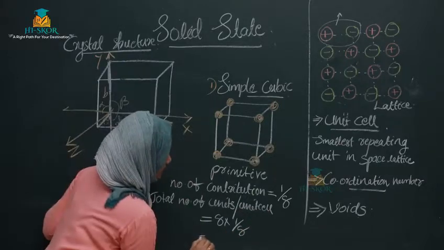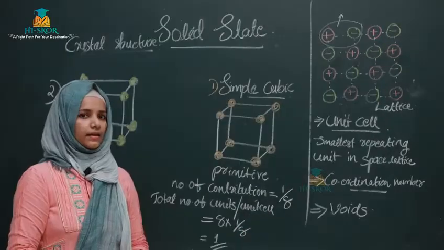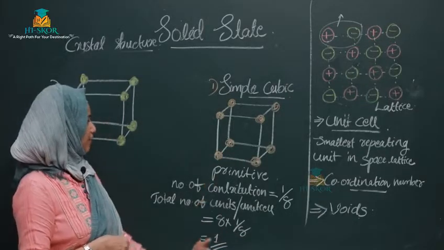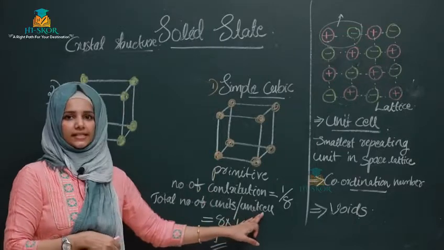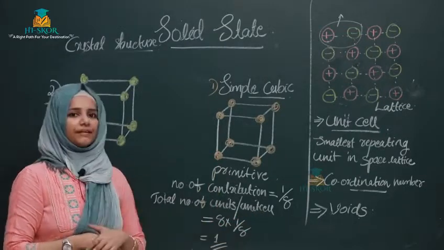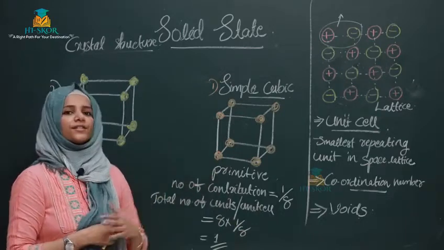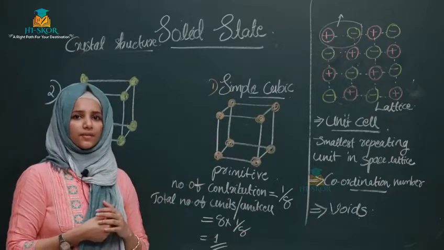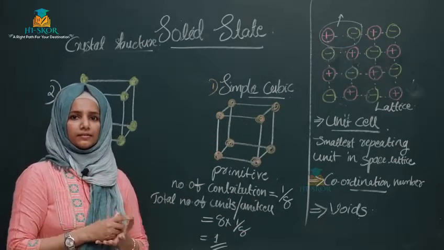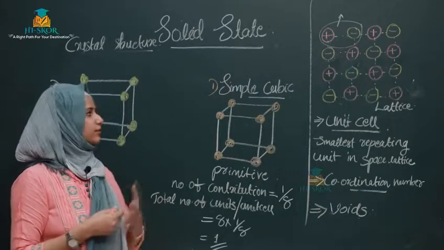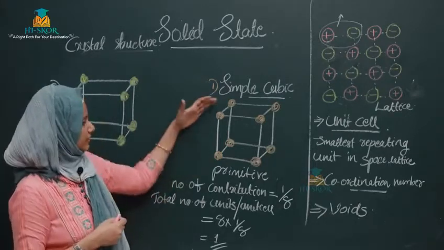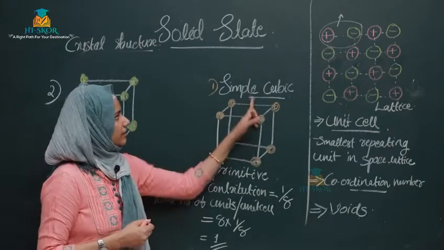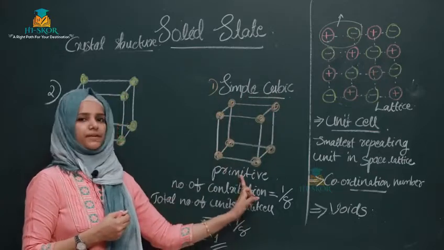8 into 1/8, that is equal to 1. So here 8 into 1/8 is equal to 1. So total number of particles per unit cell is equal to 1. So this is a very important concept, the calculation of number of particles per unit cell. Based on this they can ask number of questions, not only in your +2 level but also in your entrance level also they can ask this type of question. So it is very important concept, you should be thorough with this. Okay, so this is about the simple cubic or primitive type.